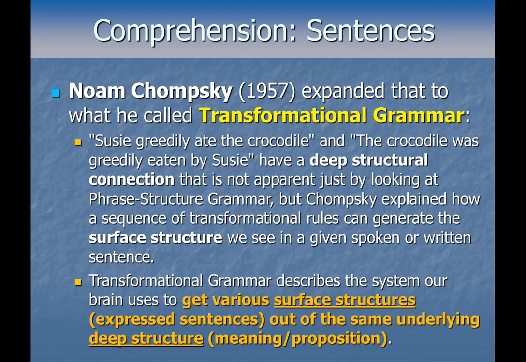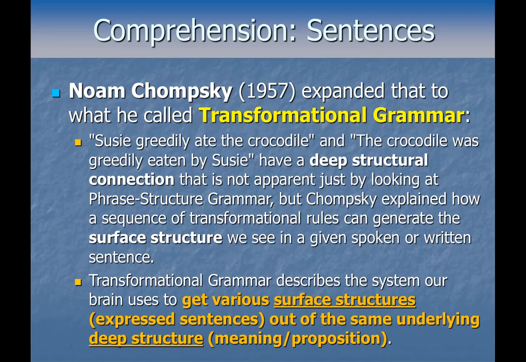So Chomsky was explaining how a sequence of what he called transformational rules can generate different surface structures that we happen to see in a given spoken or written sentence in a way that helps us understand the underlying meaning, even if we could see a completely different surface structure that means the same thing, and we are able to recognize that again because our brain is behind the scenes doing these transformations automatically.